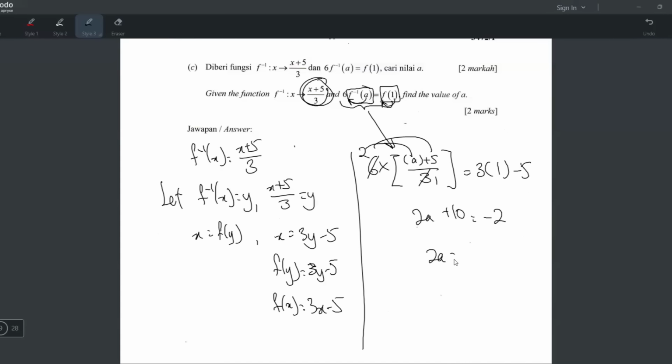So now how to find A? Minus 10: negative 2 minus 10 is negative 12, and then divide by 2, negative 6. So that's the answer. Okay. Alright, are you done?